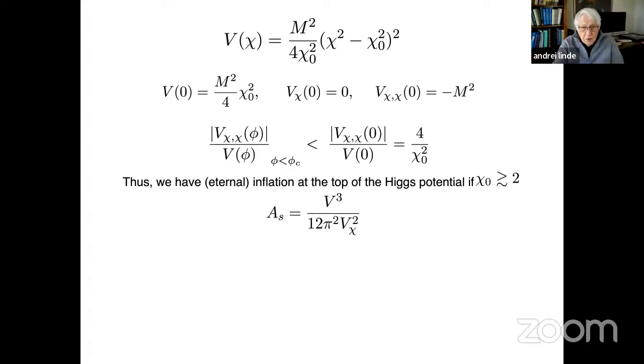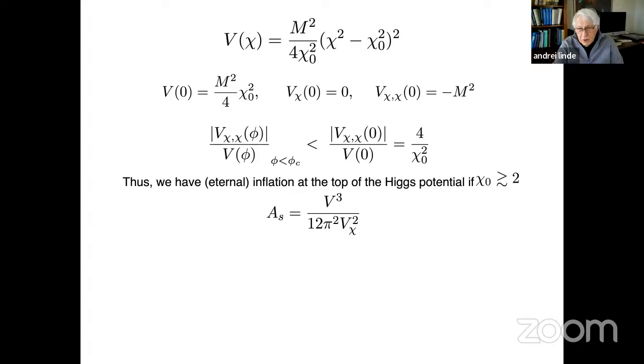Okay, so now if you consider what is the magnitude of fluctuations produced at that time, then it's given by this equation. And at the top, this equation gives you just formally infinity. But of course, you are not always exactly at the top, because the fluctuations move you slightly to the right and to the left of it.